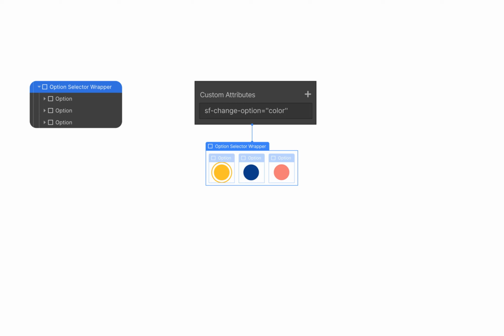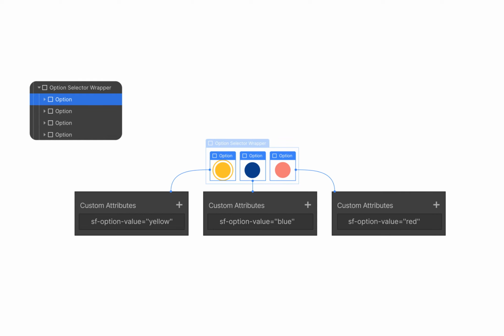1. SF Change Option. This attribute takes the option group name as a value. This attribute is set on the wrapper element that contains the clickable option elements. 2. SF Option Value Attribute. This attribute takes the option value as its attribute value, and it is set on the individual option elements.